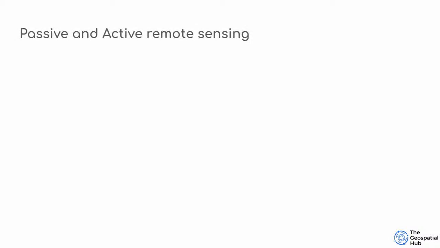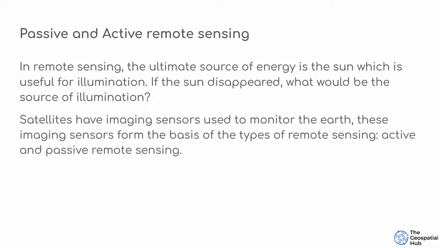All right, so we just get started with passive and active remote sensing. So in remote sensing, like we've been discussing from the beginning of the course, the main source of energy is the sun, which is used for illumination. But then there's the question, what happens at night when there's no sunlight? How do we continue the process of remote sensing when there's no sunlight? So that is where active remote sensing comes in.